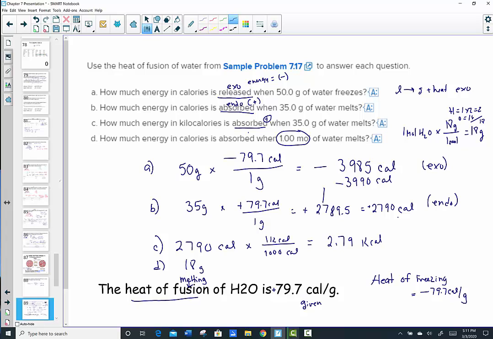And what are we doing? We're absorbing. So that's a positive number, 18 grams. 79.7 calories per gram are necessary to cause that phase change. So 79.7 times 18. And now my screen reads 1434.6 calories. I know these are positive because they're absorbing energy. Let's get that to 3 sig figs, shall we? 1430, positive for absorbing, endothermic. And the unit there is a calorie.